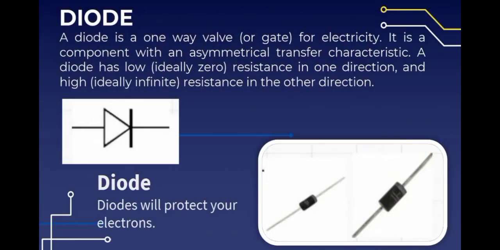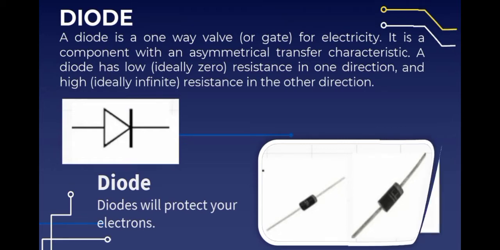Next is diode. A diode is a one-way valve or gate for electricity. A diode is a component with an asymmetrical transfer characteristic. A diode has low, or ideally zero, resistance in one direction, and high, or ideally infinite, resistance in the other direction. So diodes will help to protect your electrons.